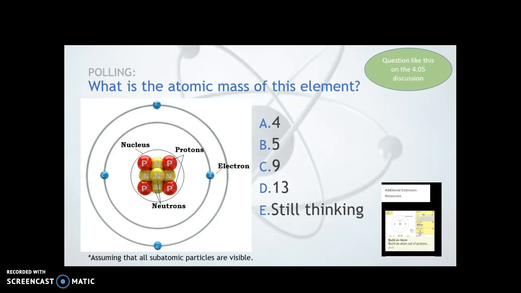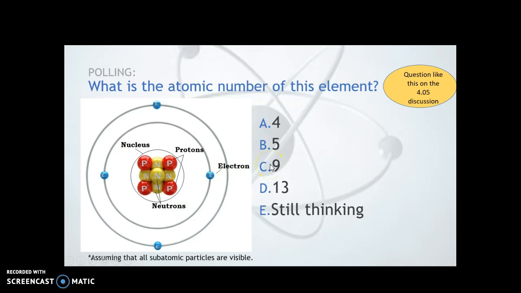So we learned that the neutrons can be different, and it's the same element. But if we change the protons, we change the element. So to determine the atomic mass, we're going to add the protons and the neutrons together. So we see 1, 2, 3, 4 protons and 5 neutrons. So 5 plus 4 is 9. The atomic mass is going to be 9.